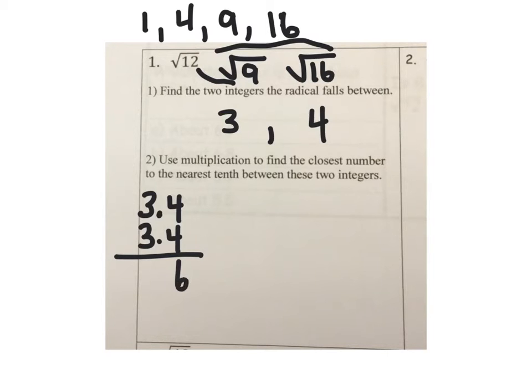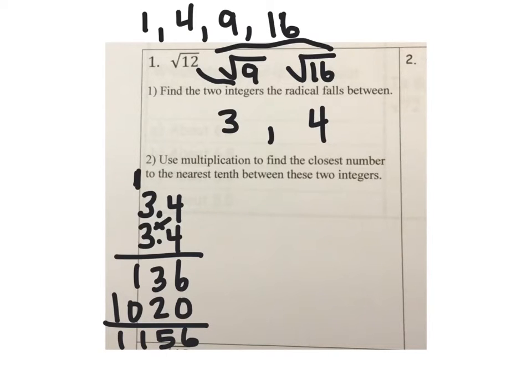So 4 times 4 is 16. Carry your 1. 4 times 3 is 12, plus that 1 would be 13. Now we need a placeholder. Now we're going to multiply 3 times 4 is 12. Carry that 1. 3 times 3 is 9, plus 1 more is 10. Add those together and we get 1156. And we move our decimal place 2 places because we had a decimal here and a decimal here. So 3.4 squared is about 11.56, which is not too far from 12, but we might be able to get a little bit closer to 12.